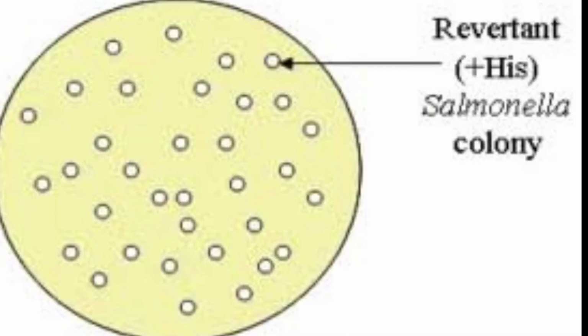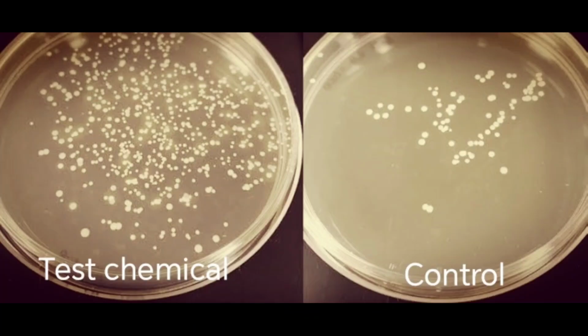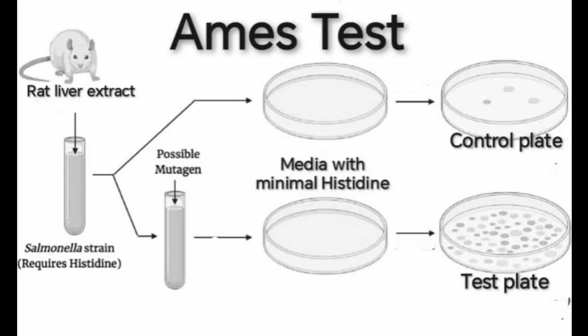So what is the significance of this test? If we can see a significant increase in the relevant colonies in the agar plates, that means the chemical is mutagenic. So next time you hear about chemical safety testing, remember a humble bacterium might have been the first to raise the alarm.